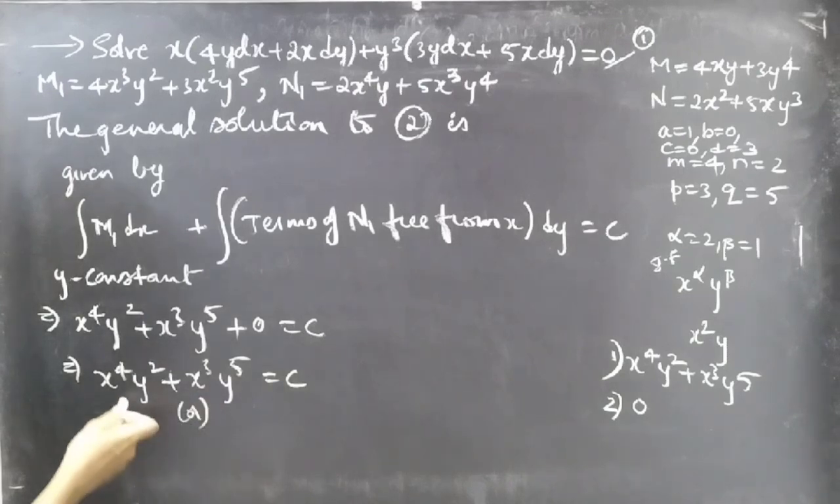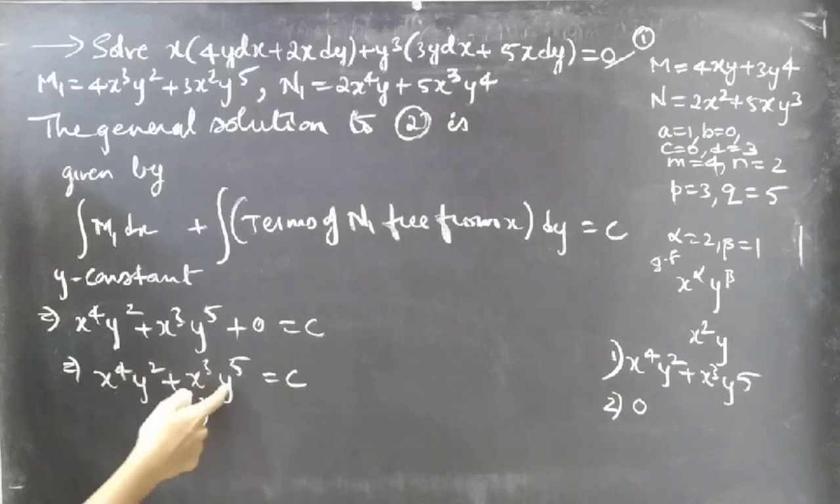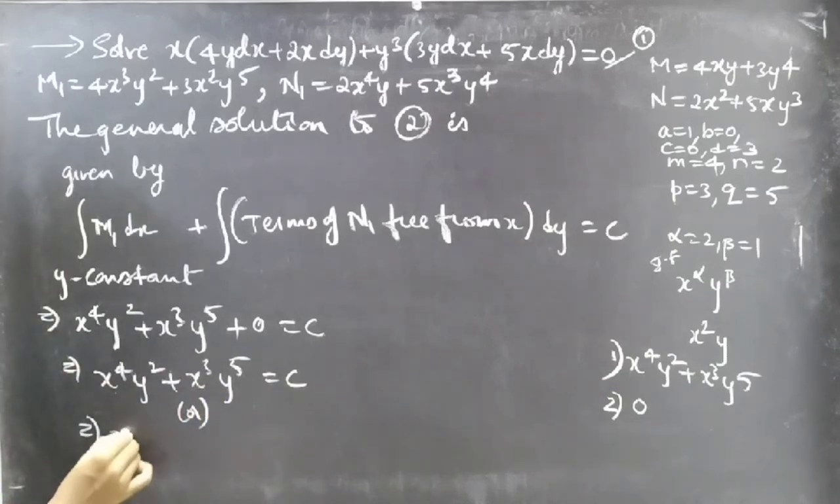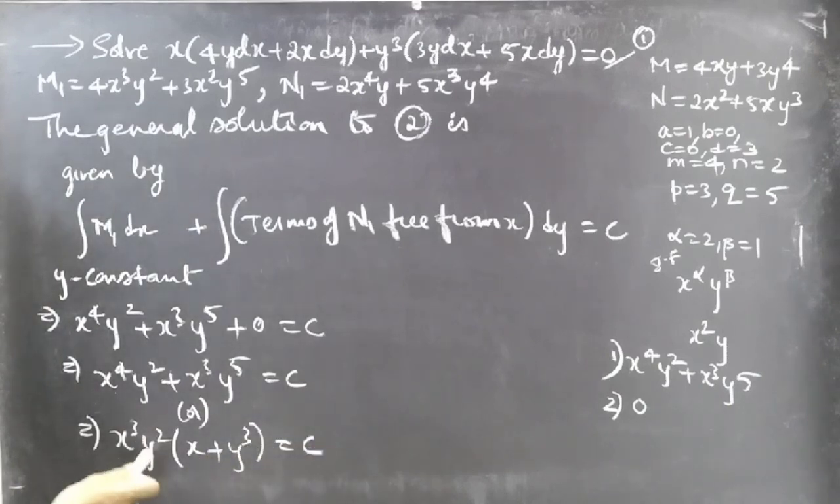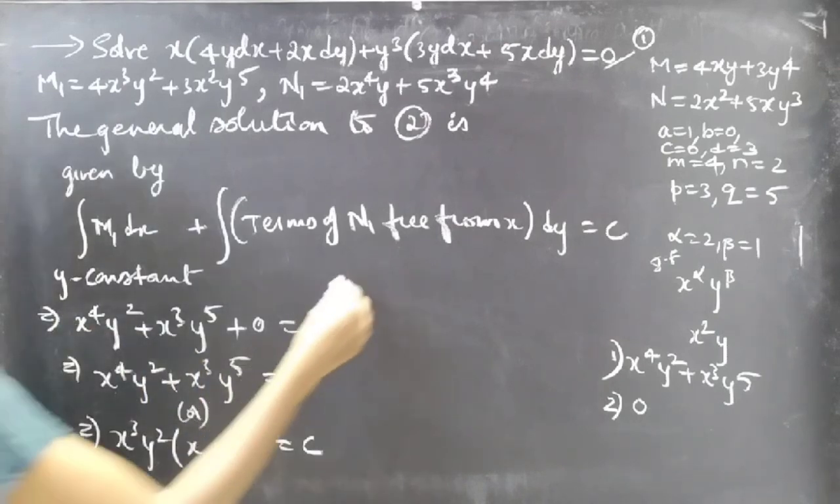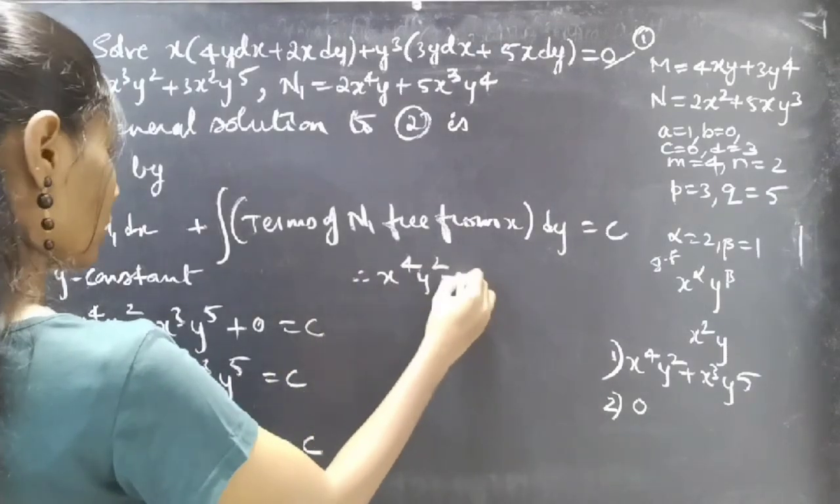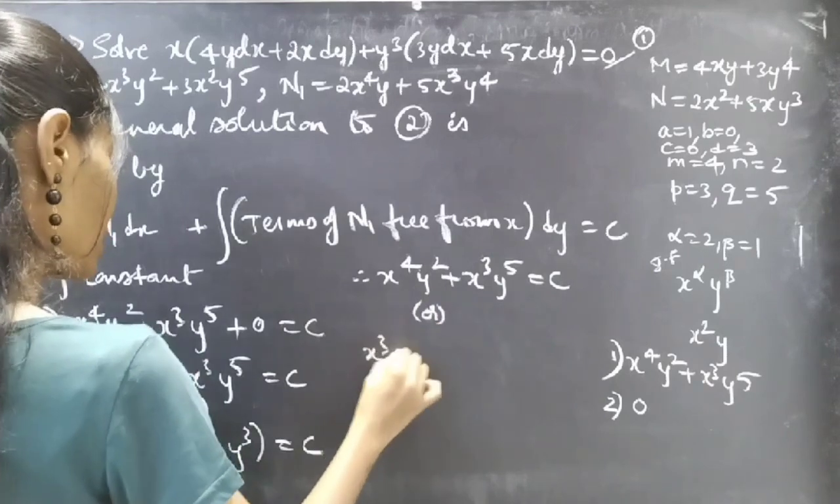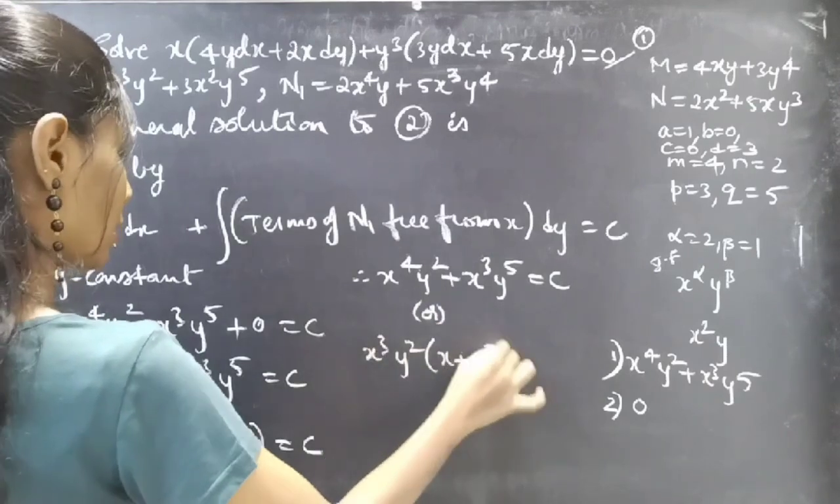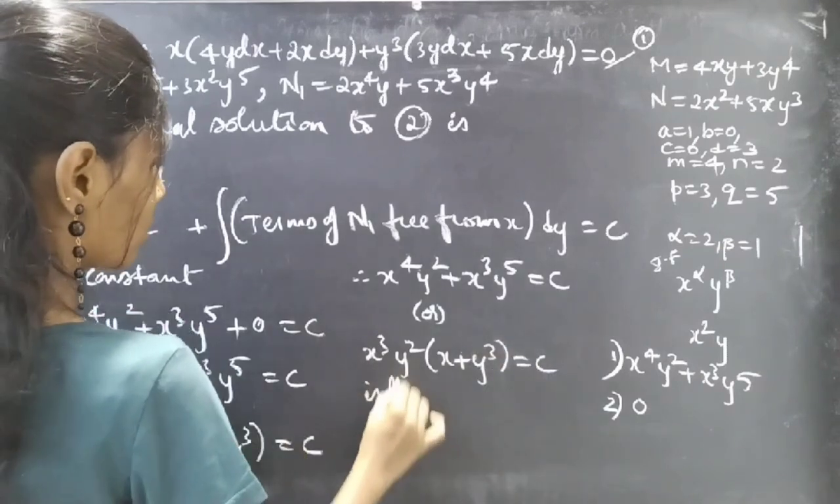Or take x cubed common from these two terms and y square common from these two terms, right? Or x cubed y square common simply. Then you'll get x plus y cube equal to c. That is x cube y square of x plus y cube. See, x cube y square into x gives x power 4 y square, plus x cube y square into y cube gives x cube y power 5. Therefore, x power 4 y square plus x cube y power 5 equal to c, or x cube y square of x plus y cube equal to c, is the required solution to our problem.